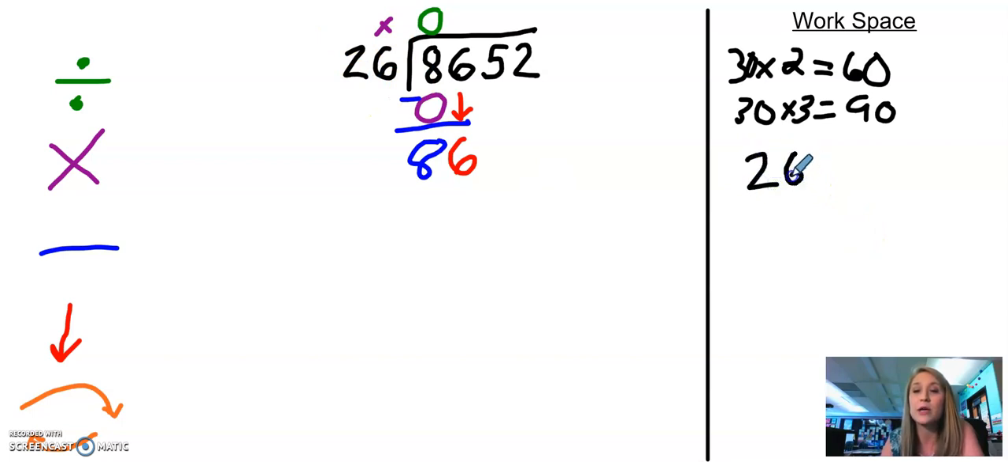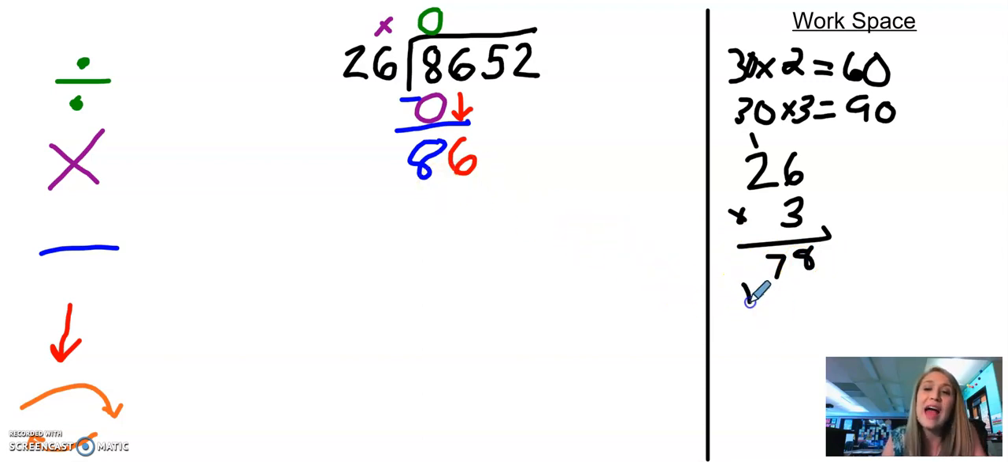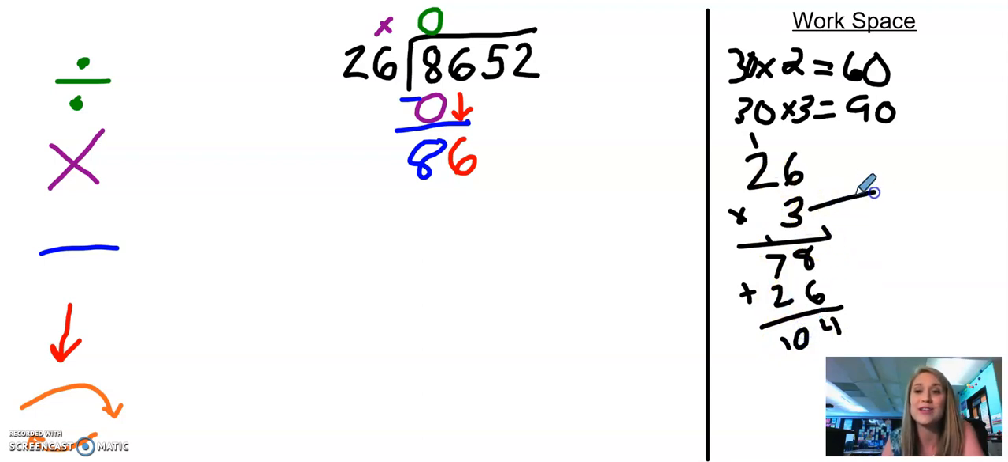So I'm going to start with 26 times 3. 3 times 6 is 18. 3 times 2 is 6, plus 1 is 7. That's pretty close to 86. If you're not sure, you can add another 26 to see if 4 would be a better choice. 8 plus 6 is 14. 7 plus 1 is 8, plus 2 is 10. So 26 times 4 would be too much, but 26 times 3 is just right.